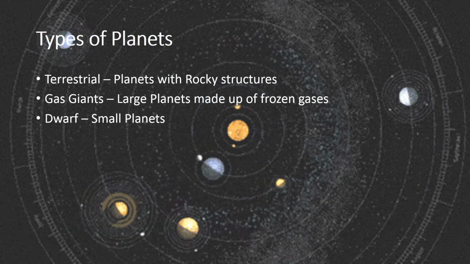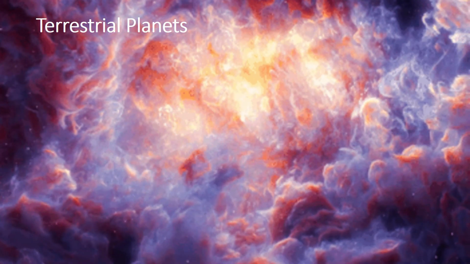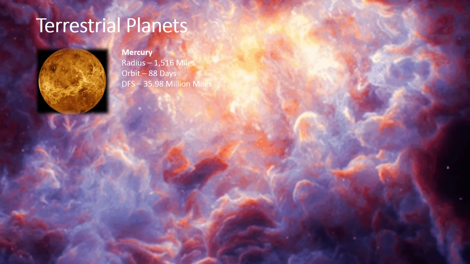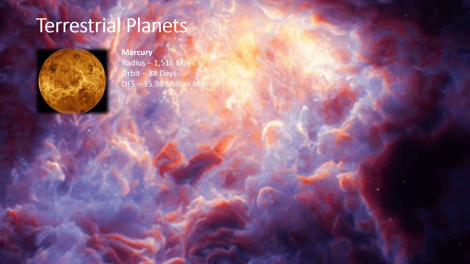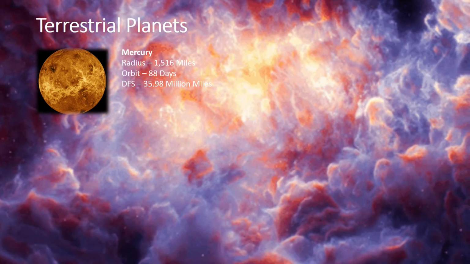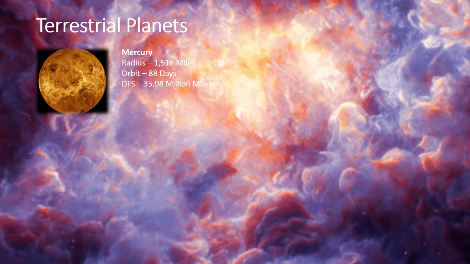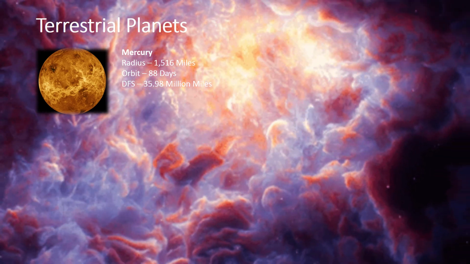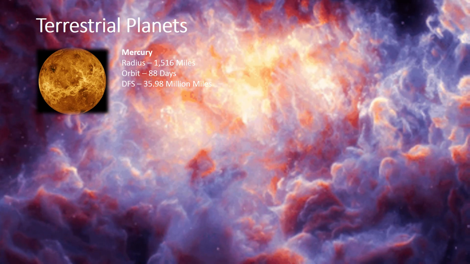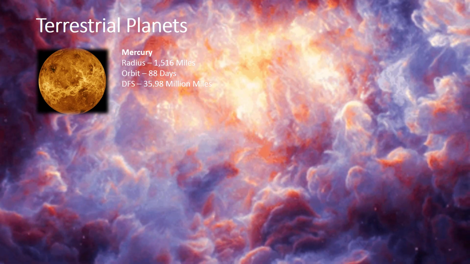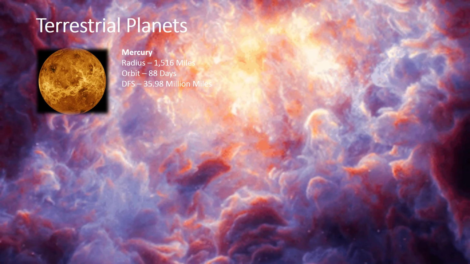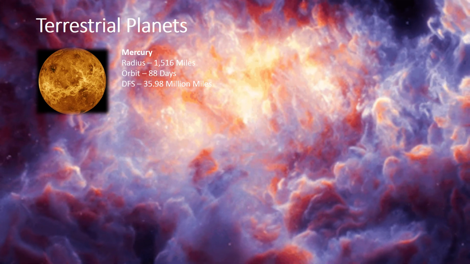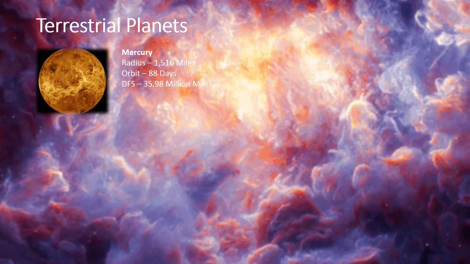Okay, the terrestrial planets within our solar system. The first one obviously is Mercury. Mercury is the closest planet to the sun. Its radius is 1,516 miles, and its orbit, it actually takes around 88 days to get around the sun, and it is about 36 million miles away from the sun. Remember, those are some of the vocab terms we talked about in the previous slide. We talked about radius, orbit, and DFS, or distance from the sun.